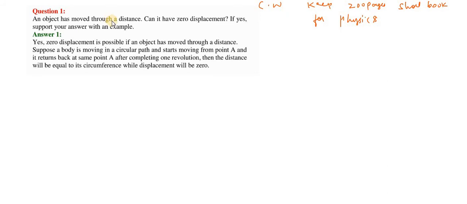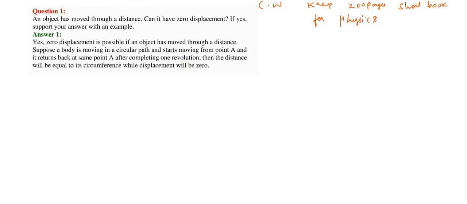An object has moved through a distance. Can it have a zero displacement? If yes, support your answer with an example. Yes, zero displacement is possible if any object has moved through a distance. Suppose a body is moving in a circular path and starts from point A and returns back to the same point A after completing one revolution. Then the distance will be equal to the circumference, whereas the displacement will be zero.